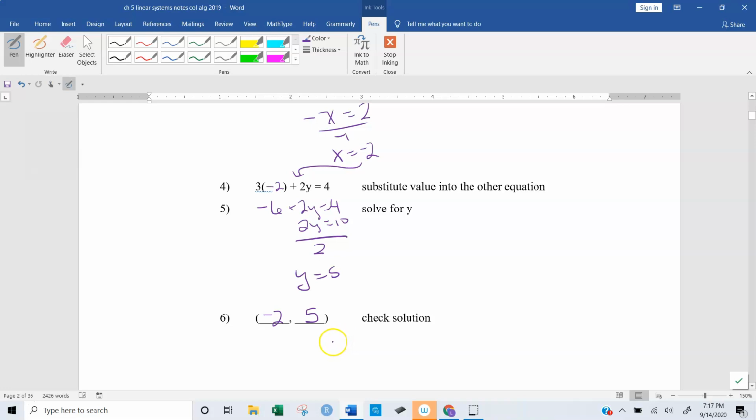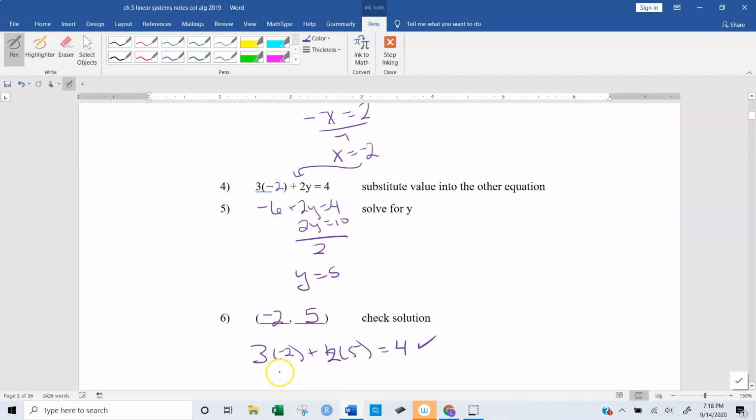All right, to check, you actually have to plug them in. Well, if I look here, the negative 2, so we do 3 times negative 2 plus 2 times 5. Does that equal 4? And the answer is yes. Negative 6 plus 10 is 4. Check. And then you should also check the other equation.